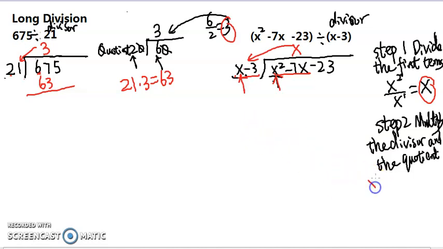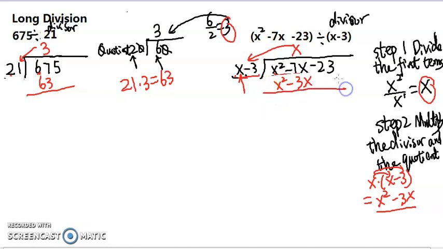If you can do it in your head, you can. But if you can't, I'm going to write down x times x minus 3. This is something we discussed before. We distribute x to both of them. So we get x times x, x squared, and x times negative 3, negative 3x. This corresponds to 63. And we're going to put this under the expressions we have, right here: x squared minus 3x, lined up with what we have. So that's the second step, multiplication.